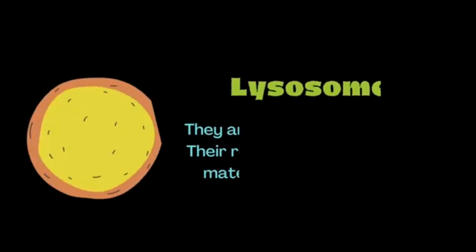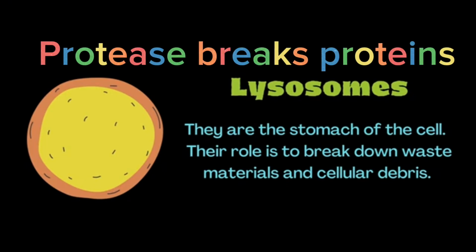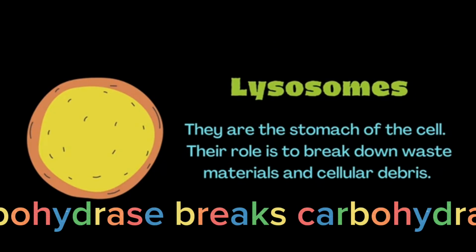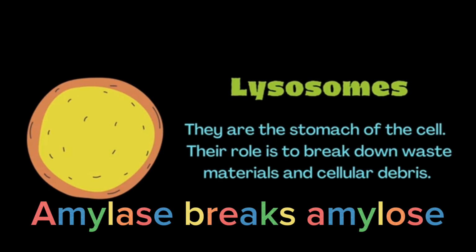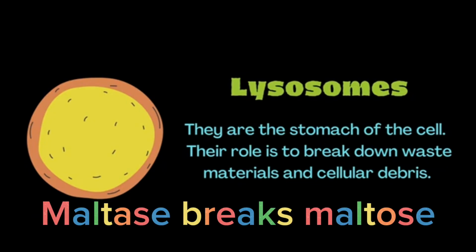Next, we look at lysosomes. Lysosomes are like stomachs of the cell. Their main role is to break down waste materials and cellular debris. Lysosomes contain mainly digestive enzymes like proteases to break down proteins, lipases to break down lipids, and carbohydrases to break down carbohydrates. For example, amylase is used to break down amylose in starch, or another one, maltase, which is used to break down maltose.